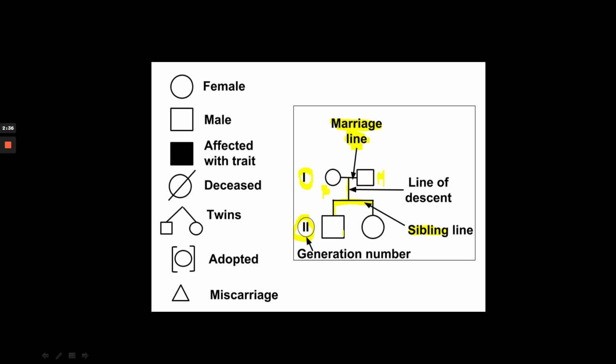So these are the basic ideas of pedigree analysis you should know. Then we have some symbols for deceased, twins and adopted as well, and this is the sign for miscarriage. This is the basic idea that you should know in order to go ahead with pedigree analysis questions.